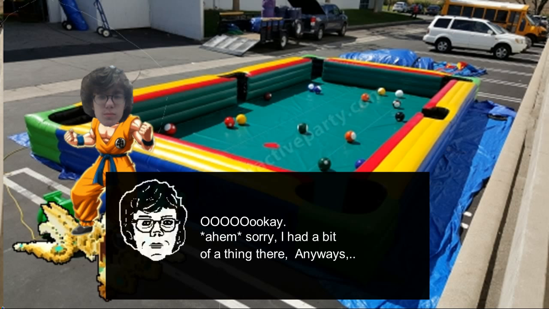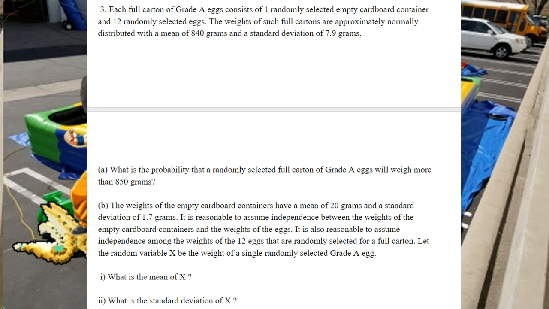Okay. Sorry, I had a little thing going on. Anyways, this problem is that each full carton of grade A eggs consists of one randomly selected empty cardboard container and 12 randomly selected eggs. The weights of such full cartons are approximately normally distributed with a mean of 840 grams and a standard deviation of 7.9 grams. So part A of the problem is: what is the probability that a randomly selected full carton of grade A eggs will weigh more than 850 grams?